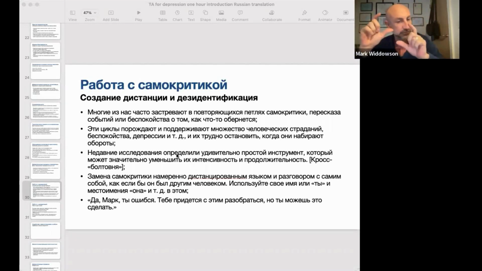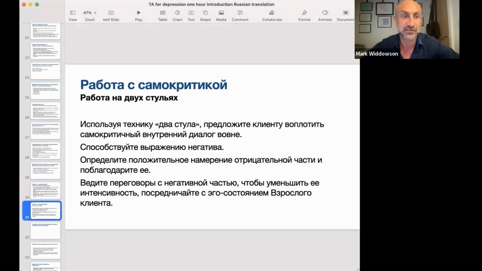Do you understand this little difference? It's subtle, but it works really, really well. In the research, it showed a dramatic reduction in the intensity of self-criticism.